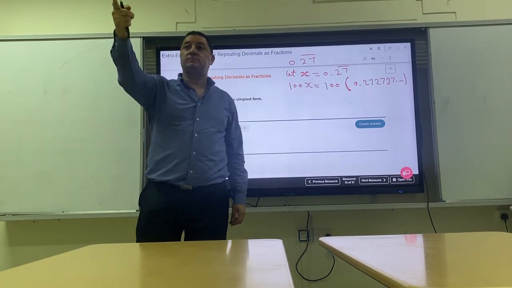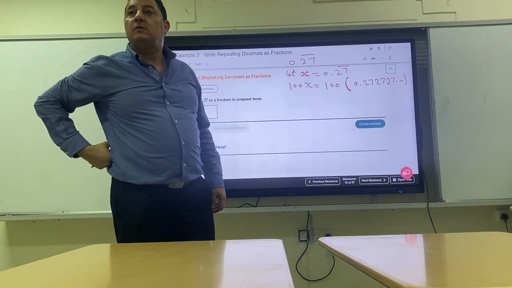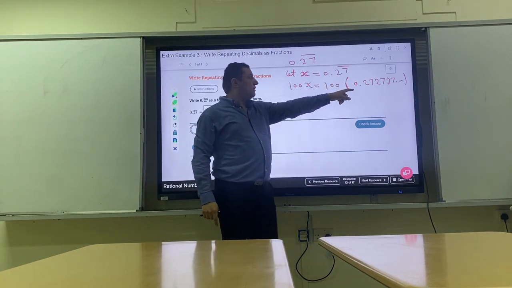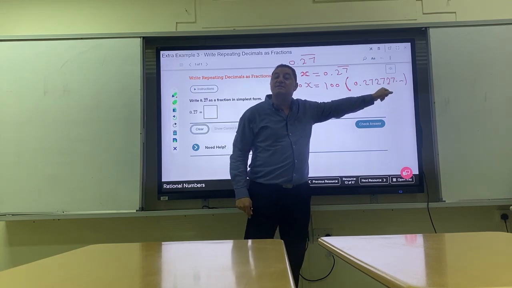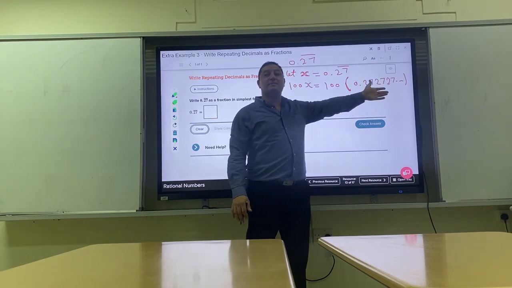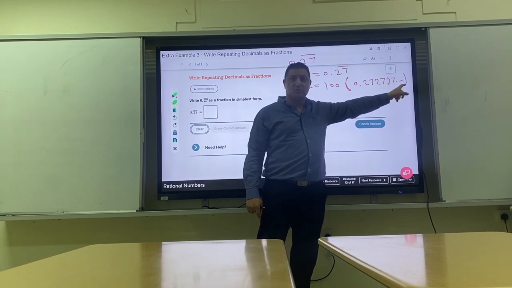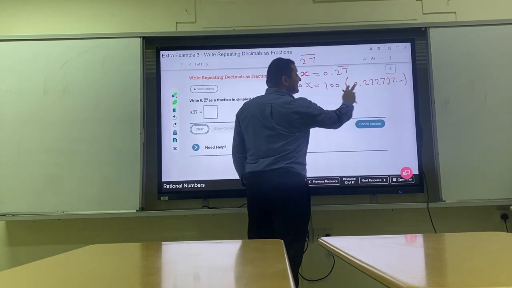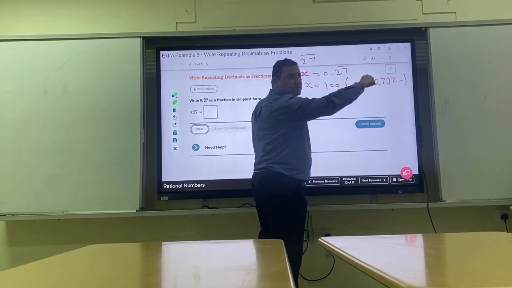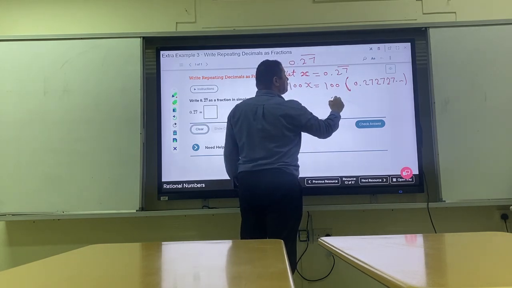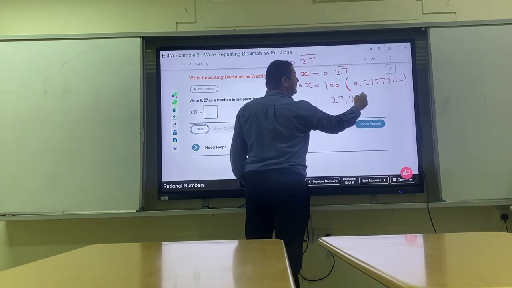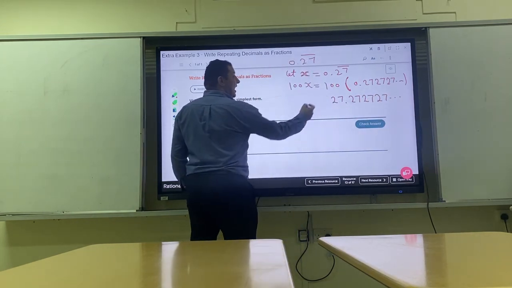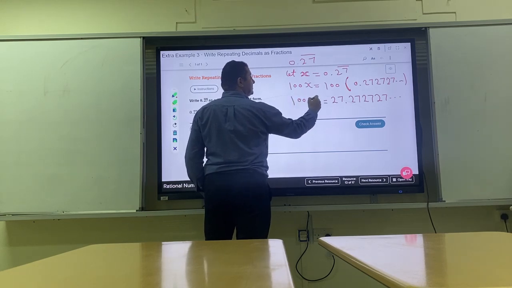How do we know how many times to multiply? It depends on the number of digits that repeat. This one is non-terminating. It has no end. That's why I keep three dots to tell you that it continues. Now, when I multiply any decimal by 100, I need to move the decimal two spots to the right. So this value is 27.272727 and so on. And this is equal to 100x.